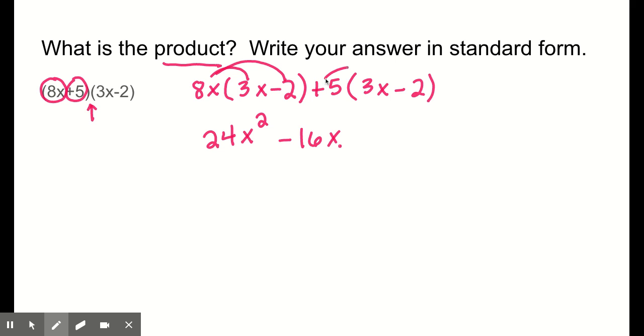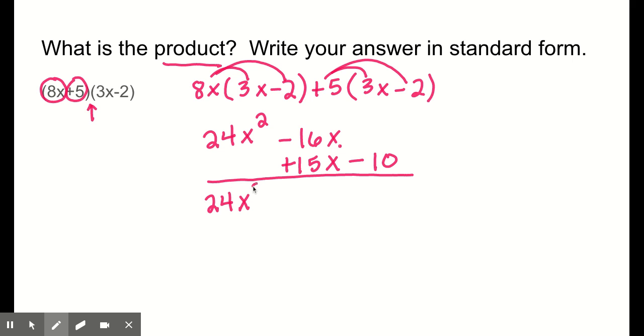And then we also have to distribute this 5. That's going to give us a positive 15x and a negative 10. So here I go through and combine my like terms. So we have 24x squared. Negative 16 plus 15 gives us a negative 1, or just negative x, minus 10.